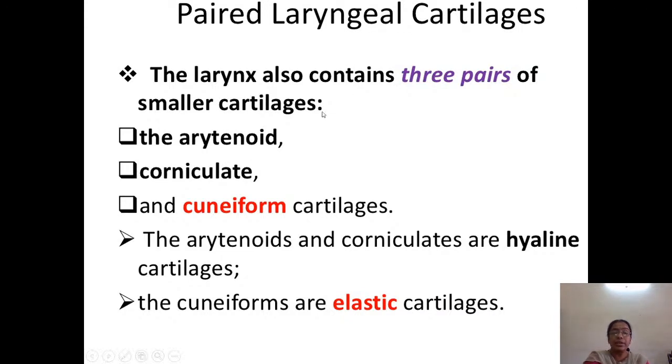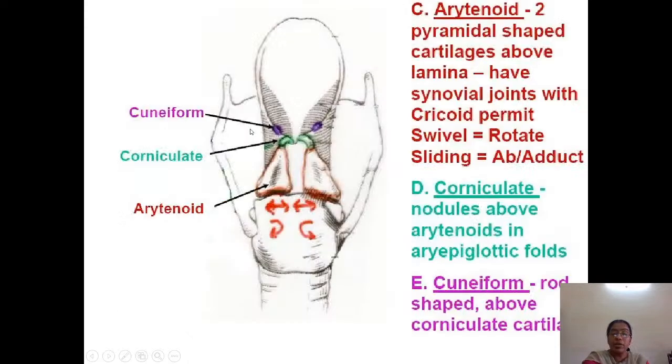The paired cartilages are arytenoid, corniculate and cuneiform. These three are the paired cartilages. When you see the arytenoid cartilage, it is pyramidal in shape. So this is the arytenoid cartilage, which is pyramidal in shape. It is articulating below with the cricoid, above with that of your corniculate. Only this much is enough.